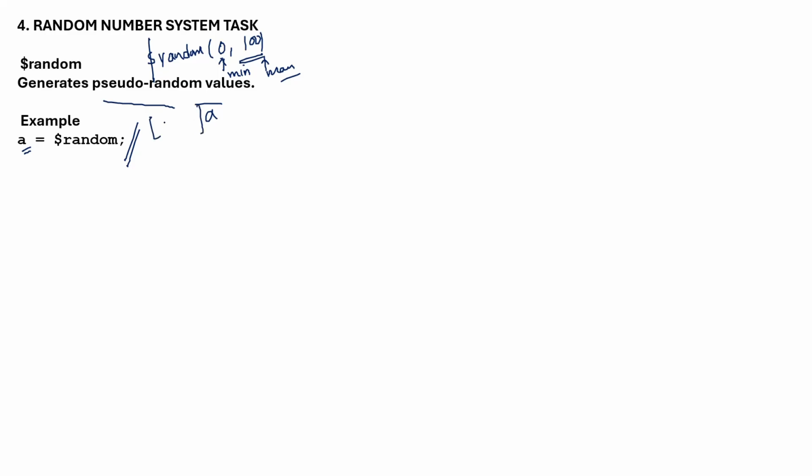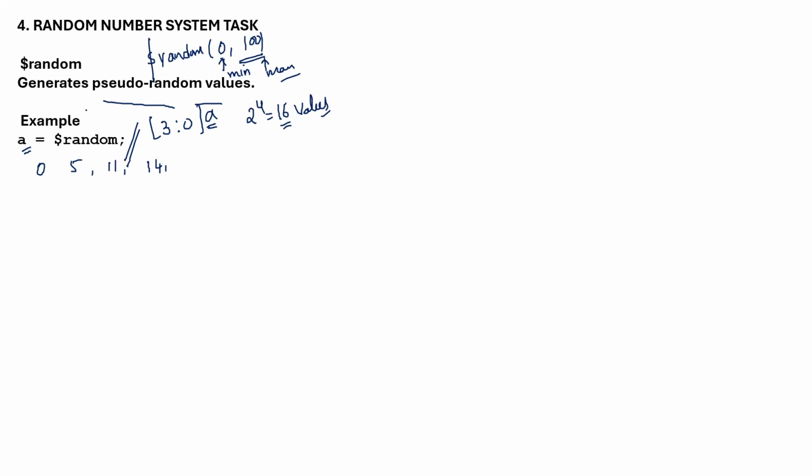Suppose a has a width of 3 down to 0. That means 2 power 4, so 16 values we will get. A is capable of storing 16 values. So A equal to 0 we will get, or A equal to 5, or A equal to 11, or A equal to 14 will be stored. Randomly it is taking the values, not manually, so manually we are not randomizing any value.